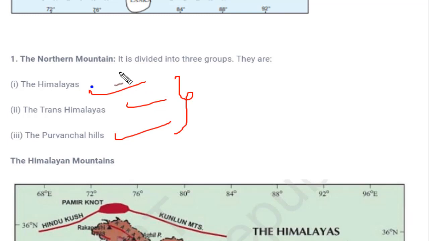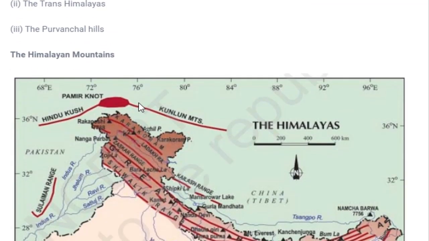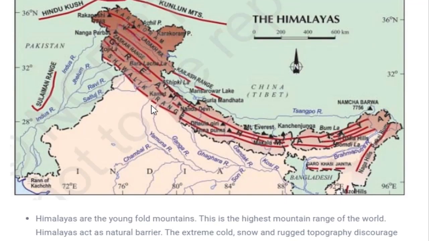So in the northern mountains, what we have to see is which mountains lie there. The first mountain range in the Himalayas is the Great Himalayas. Over here we can see that the Great Himalayas means the mountains which lie in the northernmost part.